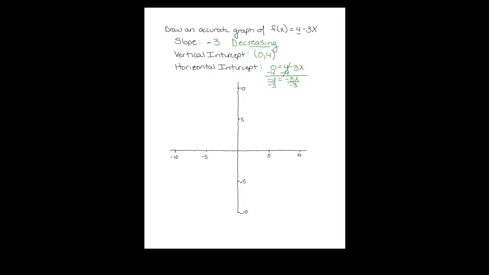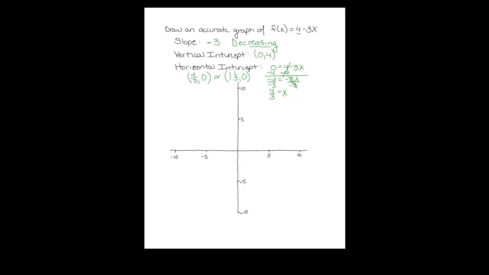And on the right-hand side, the negative 3's cancel and give you 1x, or just x. On the left, negative 4 over negative 3, I'm just going to leave that as a fraction. The negatives cancel to give you a positive 4/3. So the horizontal intercept is the ordered pair 4/3, 0. Or you might want to write this instead of as an improper fraction as a mixed number. That would be 1 and 1/3, 0.